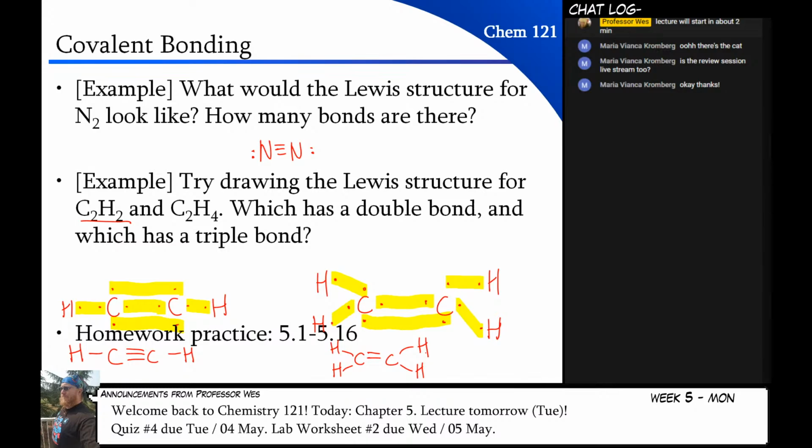There's the homework practice for this section, 5.1 through 5.16. So that will get you started on drawing Lewis structures.